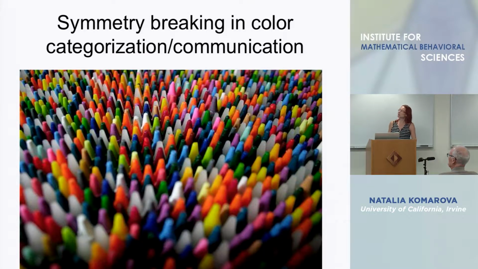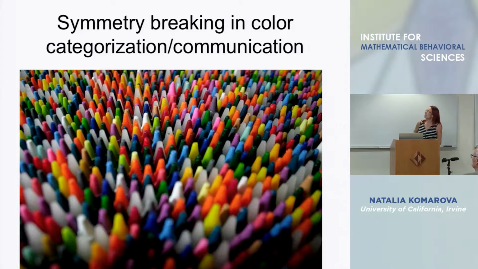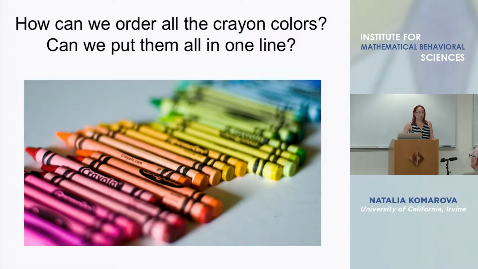So the first project was about colors: symmetry breaking in color, categorization, and communication. We'll first talk about the space of color perception, and that connects very well with the previous talk. So, can we order all the colors in one line? And the answer is no.